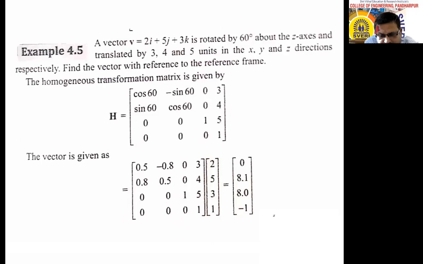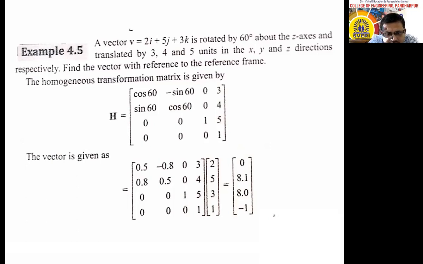Now example 4.5: a vector v is equal to 2i plus 5j plus 3k is rotated by 60 degrees about the z-axis and translated by 3, 4 and 5 units in the x, y and z directions respectively. Find the vector with reference to the reference frame.